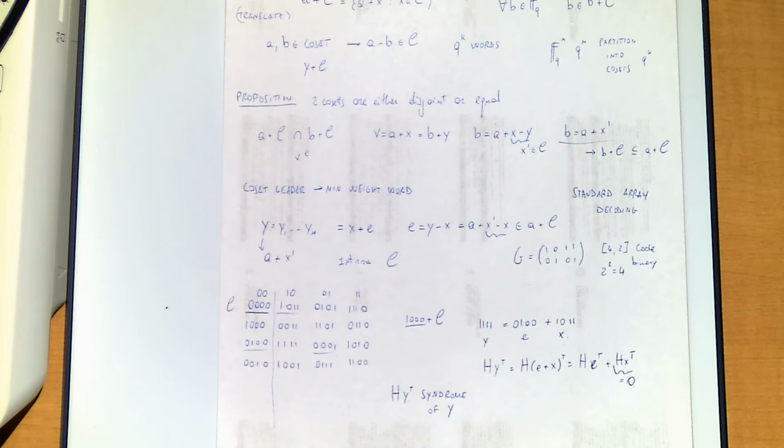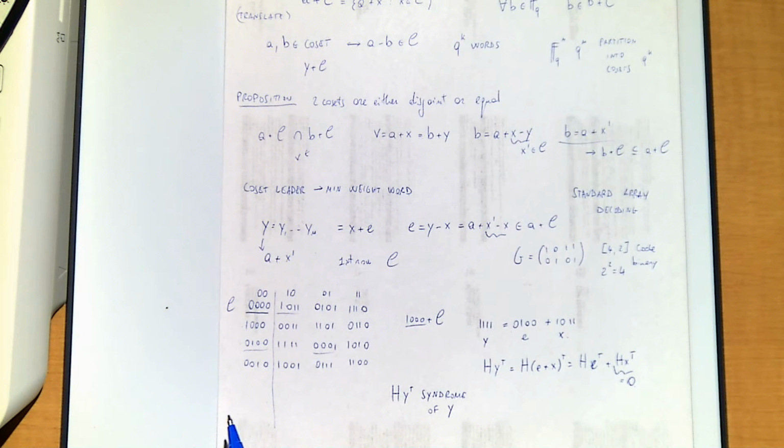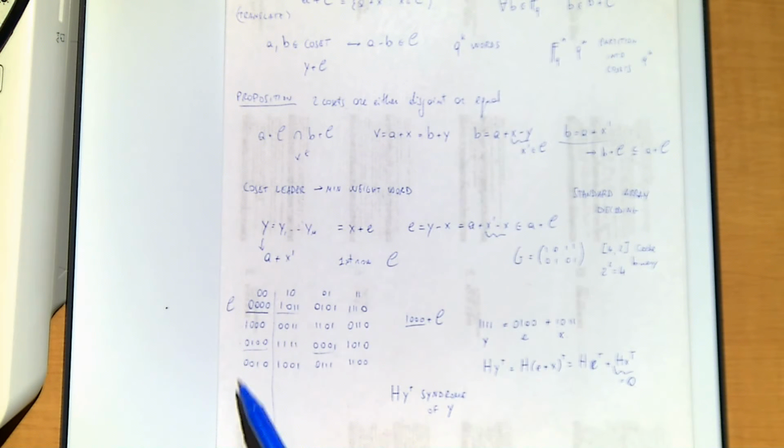Okay, so what I can do is label the cosets with the syndrome by just computing this times h, this times h, this times h. And rather than looking for that, when I receive the word, I just compute h times y, and then I look directly in this column, right? And that will tell me exactly what the error vector is.